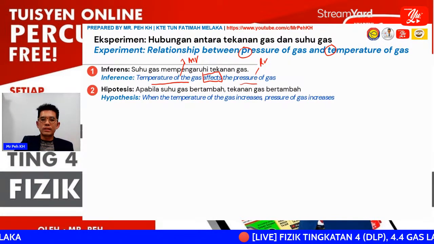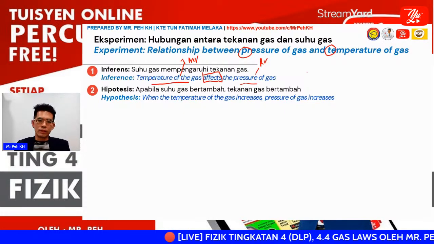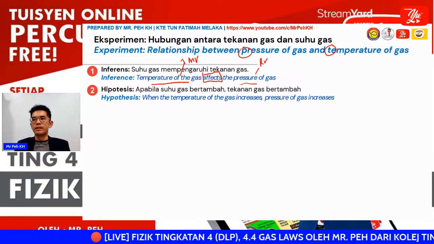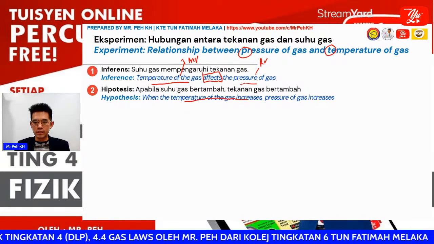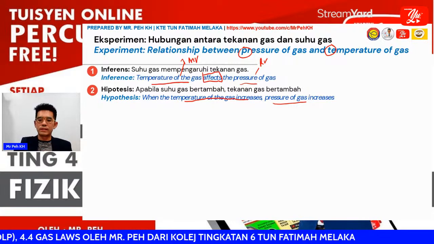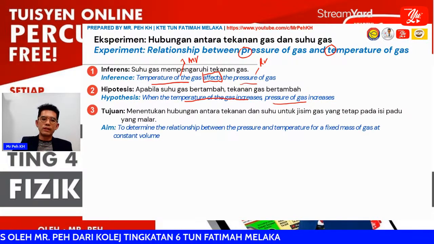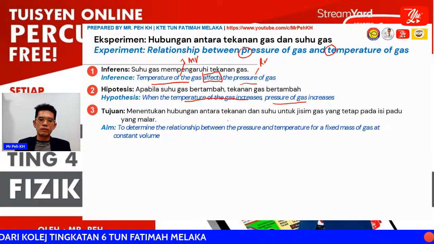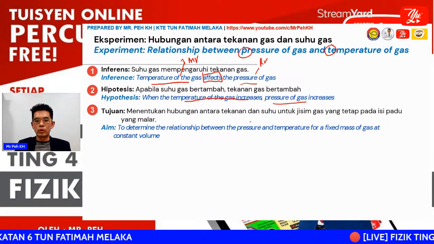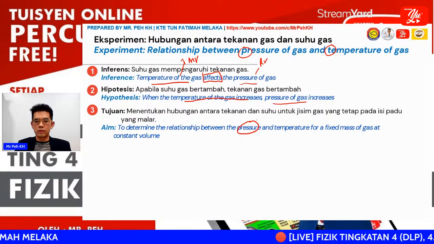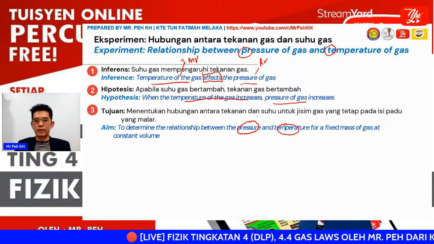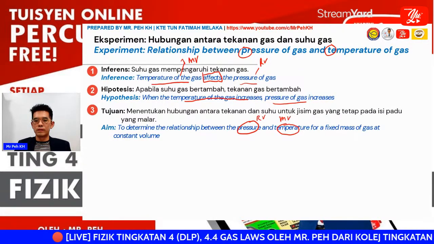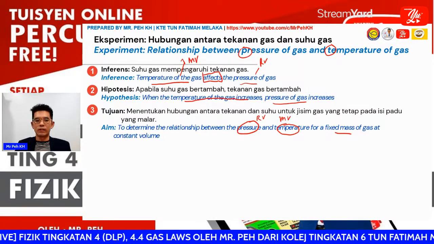Okay, so hypothesis: T and P will be directly proportional. That means when the temperature of the gas increases, the pressure will increase. The aim is to study the relationship between pressure and temperature, with one RV, one MV, at fixed mass and constant volume.